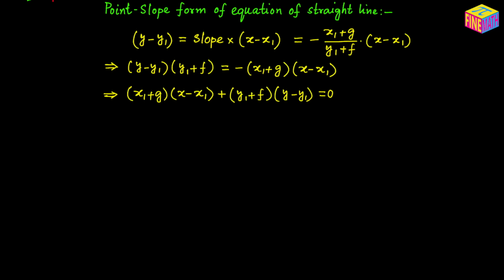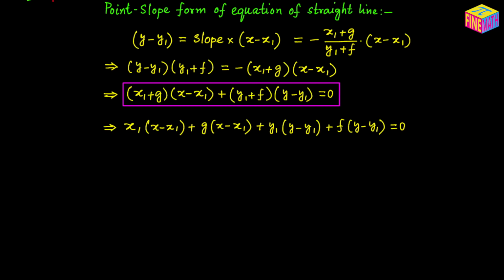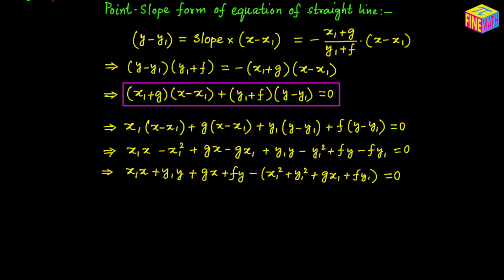Let's get rid of the parenthesis. The equation is going to look like this, and in the next step we are going to get rid of the other parenthesis. Then finally the equation is going to look like this, and then I am going to reorganize the terms a little bit. The equation can be written like this: x₁x + y₁y + gx + fy − (x₁² + y₁² + gx₁ + fy₁) = 0.